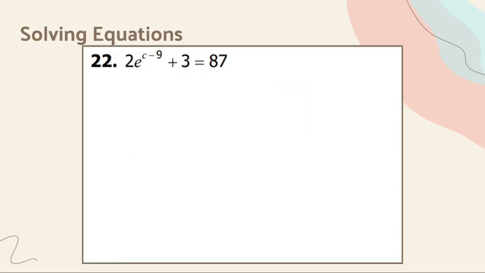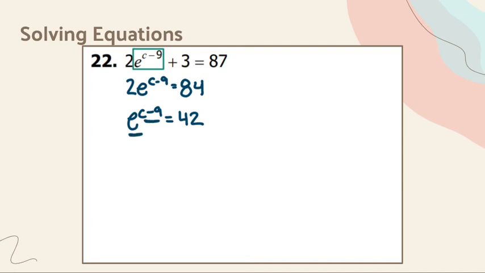All right, number 22. This one is exponential, so we are going to solve using logarithms. So we have to get the exponential part of this equation by itself, and the exponential part is only the exponent and the one thing that it's applied to. So we're going to subtract 3 to get 2e to the c minus 9 equals 84. Then we'll divide by 2 to get e to the c minus 9 equals 42. Now we have e to the something power equals a number. So we can say natural log of 42 equals c minus 9.